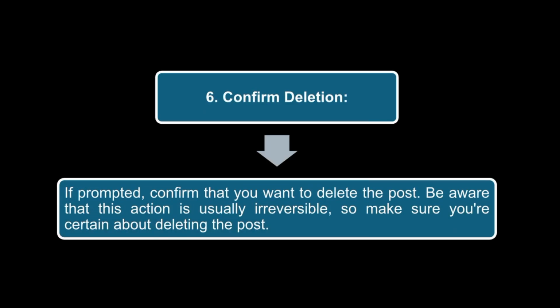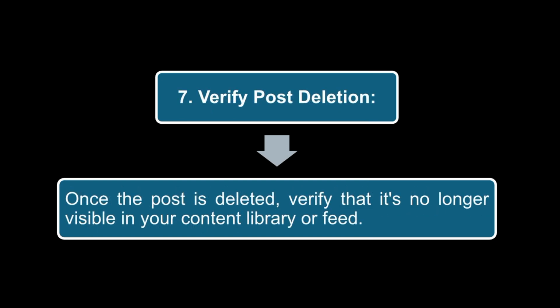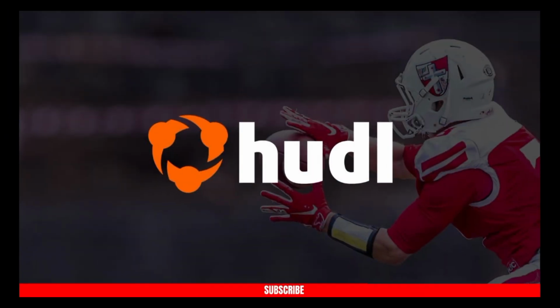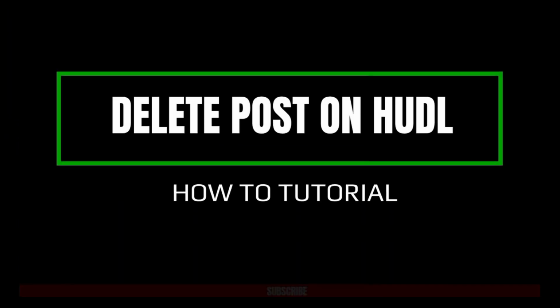Number 6, confirm deletion. If prompted, confirm that you want to delete the post. Be aware that this action is usually irreversible, so make sure you are certain about deleting the post. Number 7, verify post deletion. Once the post is deleted, verify that it is no longer visible in your content library or feed. That's how you can delete post on Hudl.